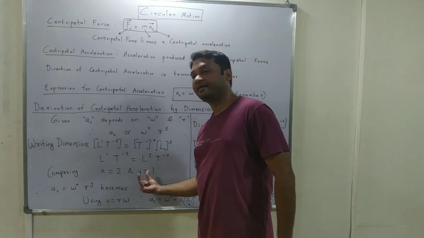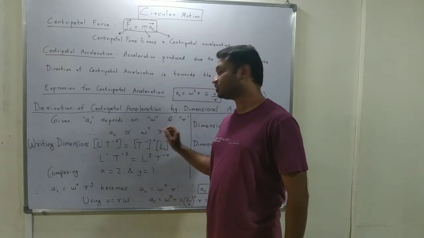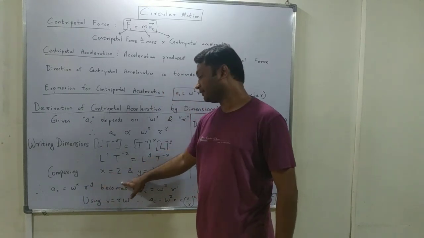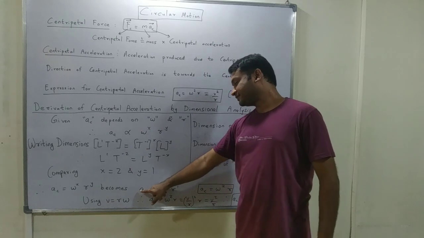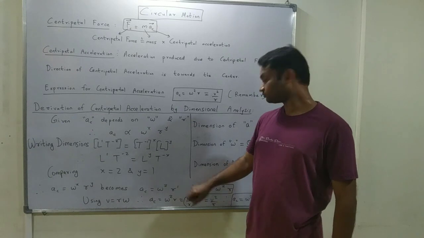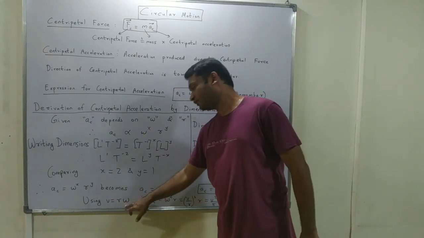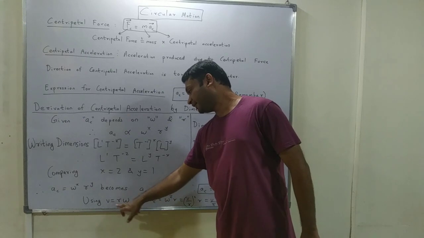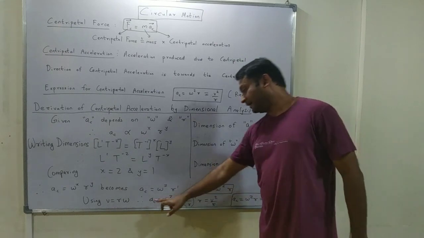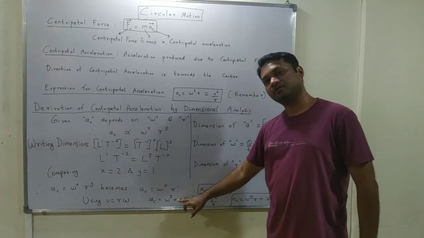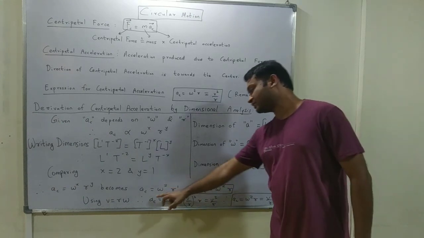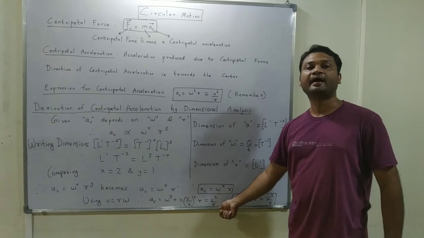Substituting the value of x and y in our original expression of centripetal acceleration, centripetal acceleration is omega raised to x r raised to y, which becomes upon substitution a_c equals omega raised to 2 and r raised to 1. Using further v is equal to r omega. Therefore, omega equals v by r. In the expression omega square r, we get centripetal acceleration is omega square r, which is (v by r) the whole square into r. Cancelling off the r, we get the expression of centripetal acceleration as v square by r.